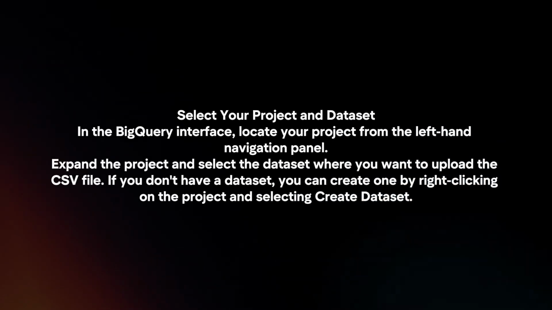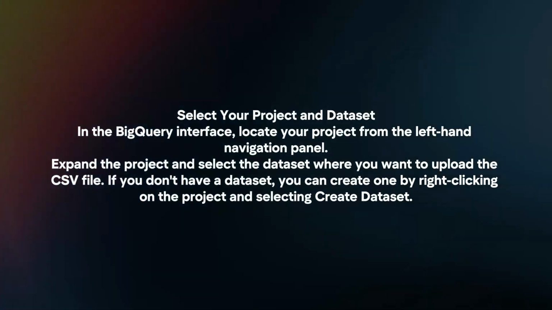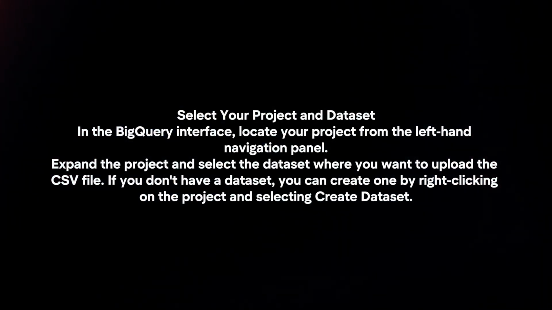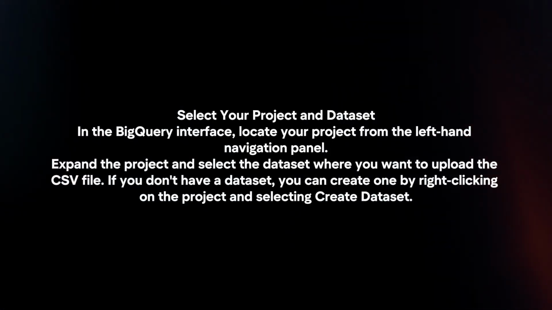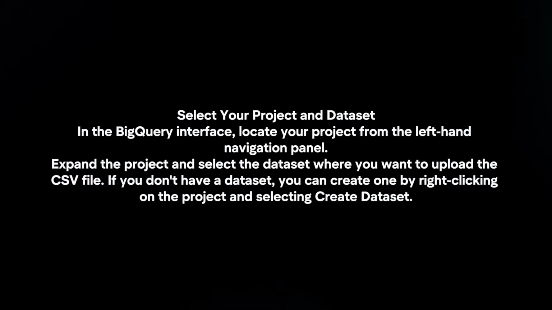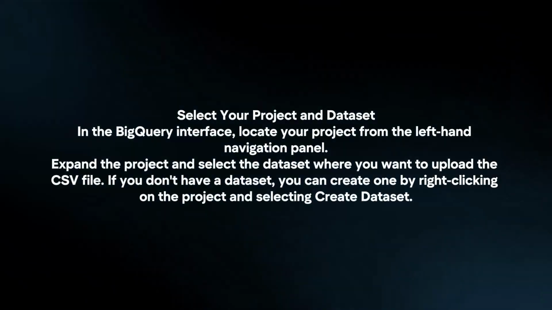In the BigQuery interface, locate your project from the left-hand navigation panel. Expand the project and select the dataset where you want to upload the CSV file. If you don't have a dataset, you can create one by right-clicking on the project and selecting Create Dataset.